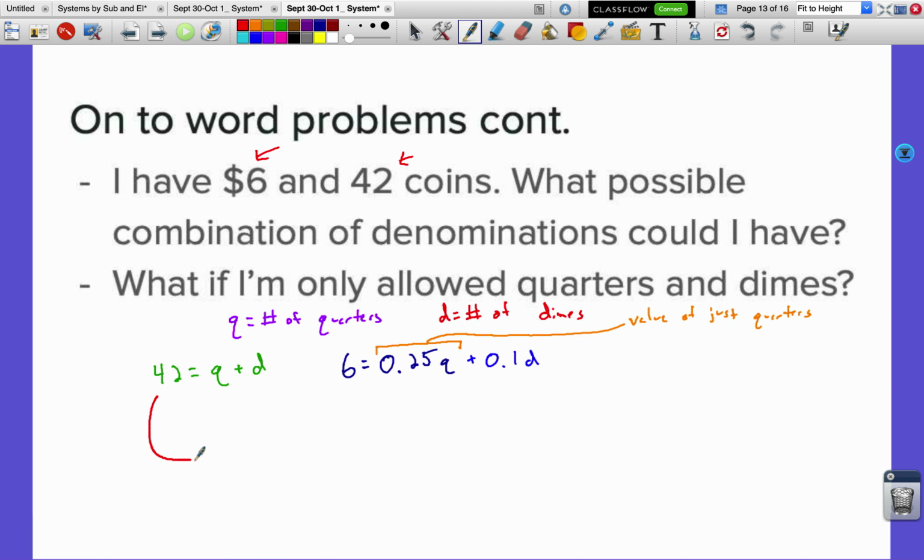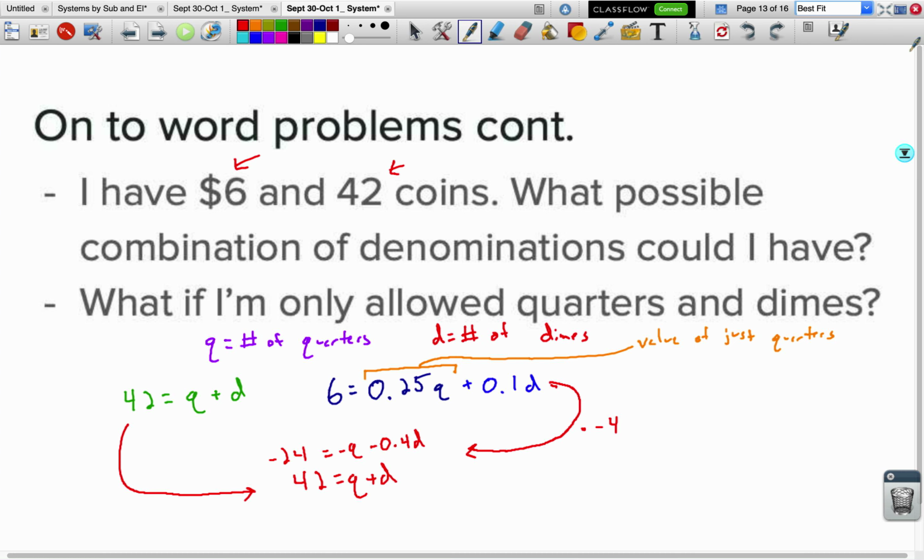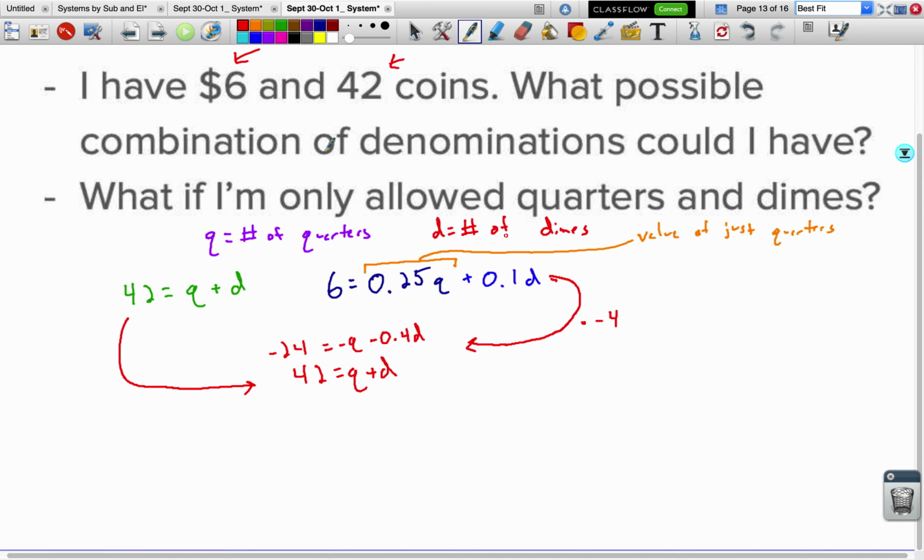So I'm just going to copy down this first equation, 42 equals Q plus D. But for this top equation, I'm going to multiply by something that's going to give me a 0 pair. I'm going to multiply by -4. So I get -24 equals negative Q, there's my 0 pair, minus 0.4 D. All right, here's my system. We've got the 0 pair, let's add it together.